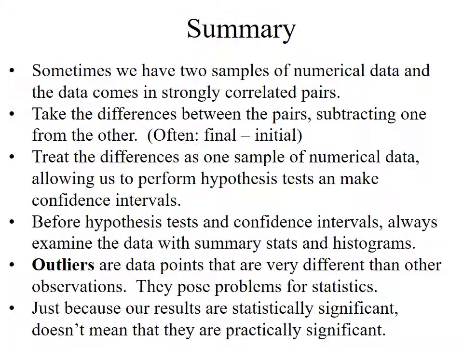All right, quick summary. Sometimes we have two samples of numerical data, and the data in the two samples comes in strongly correlated pairs. When this happens, what we want to do is subtract them. Take the differences between the pairs, subtracting one from the other. Often it's going to be a final minus initial sort of thing. And then we want to treat that list of differences as one single sample of numerical data, and then we can do our hypothesis tests and our confidence intervals based on that one sample of differences.